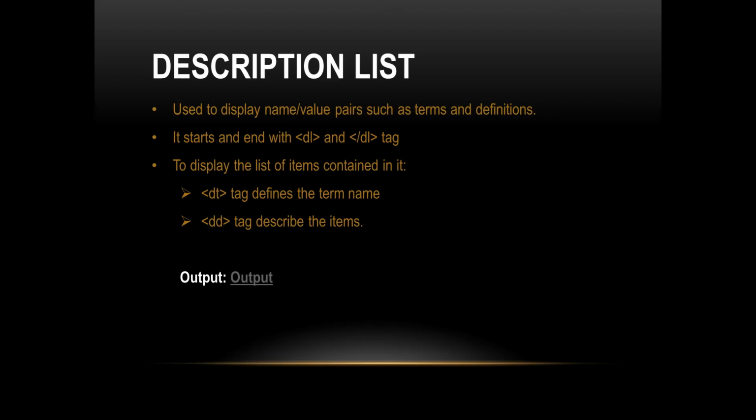The last topic for today is description list. It is used to display the name and value pair such as terms and definitions. So we take the DL tag for this, and to display the list items we use two tags. One is DT and second is DD. DT means term name and DD means its description. So let's take an example.